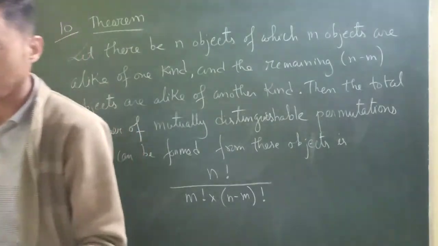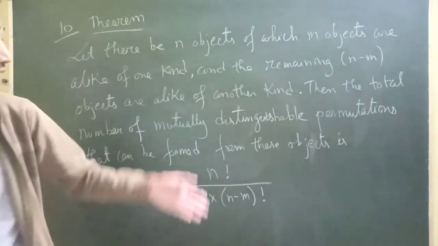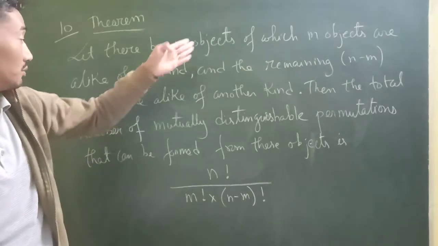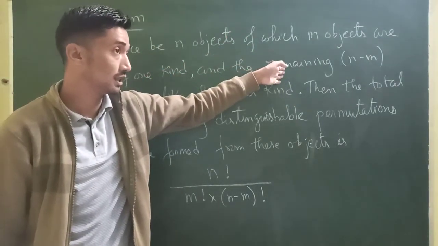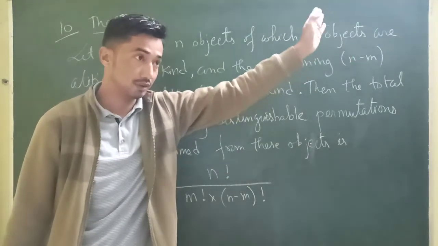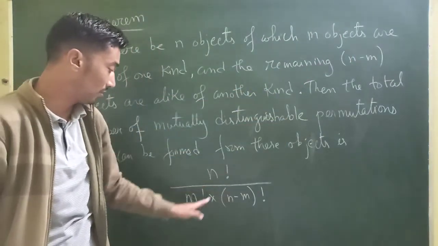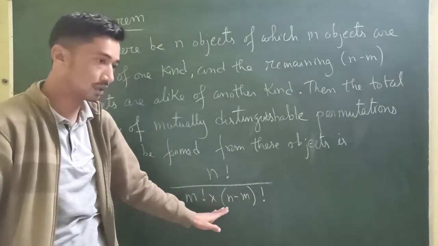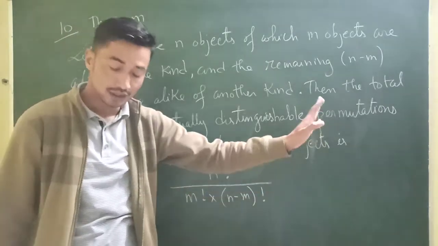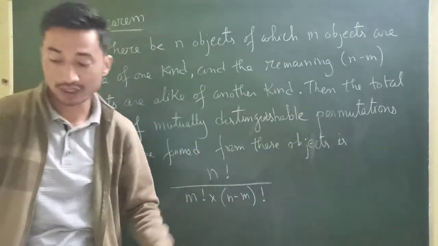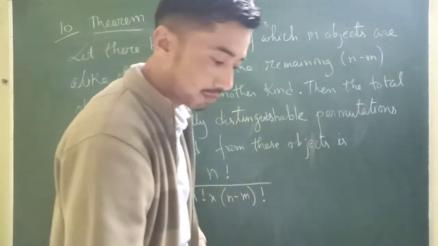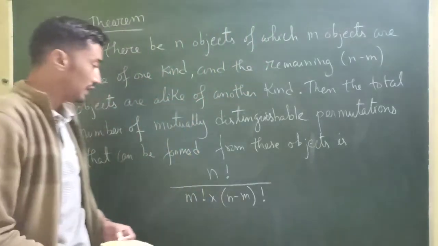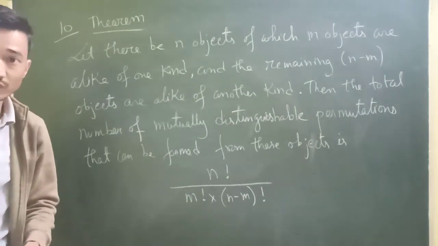This formula can again be extended also if you have m objects of one kind, p objects of another kind, q objects of another kind. If we have 2, 3 kinds, it can be n factorial by m factorial into p factorial into q factorial. That of course will continue. As I said, there are many formulas which I will definitely be uploading very soon. We can note this down. This will be required for our question.